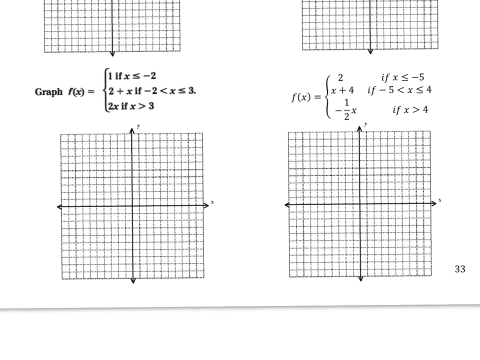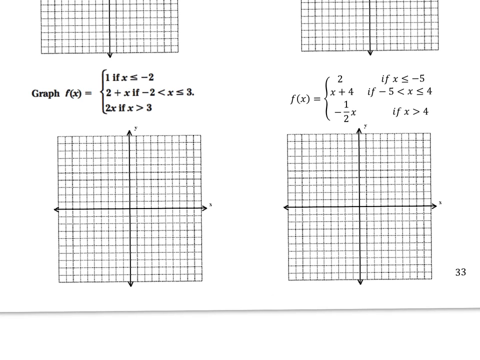I want you guys to try these last two on your own. We got 7 minutes. That's it. I want you to try these last two. And that's it for the day. If you get confused with 2 plus x, how could we rewrite that so that it looks like slope-intercept form? X plus 2. So that's the same as y equals x plus 2. And then we could rewrite my bounds as x is greater than negative 2, x is less than or equal to 3.